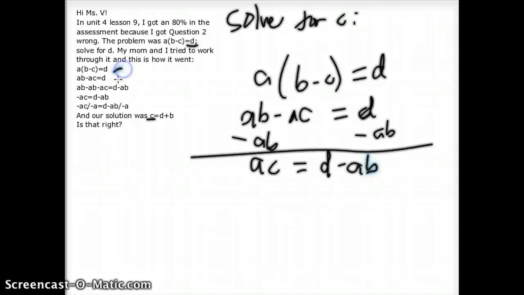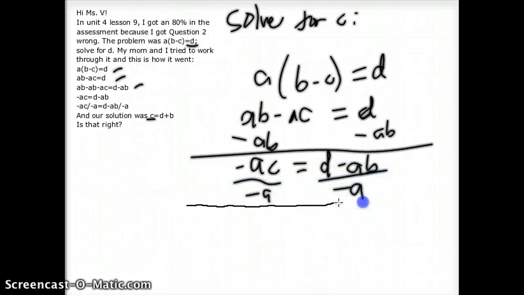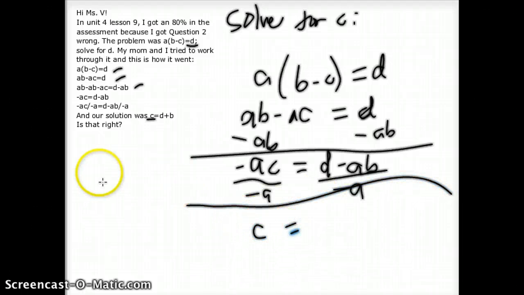Okay, so good, good, good. Now, oh, sorry, negative AC. Very good. So now you want to get the C by itself, so you divide both sides by negative A. Okay, and C is equal to, now you said that you got C is equal to D plus B.